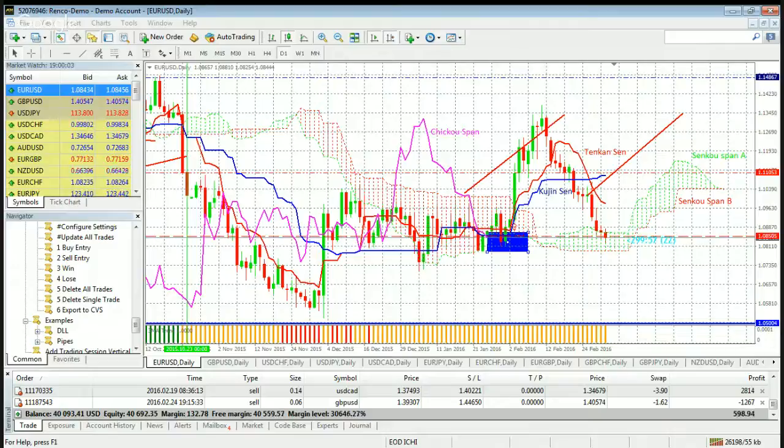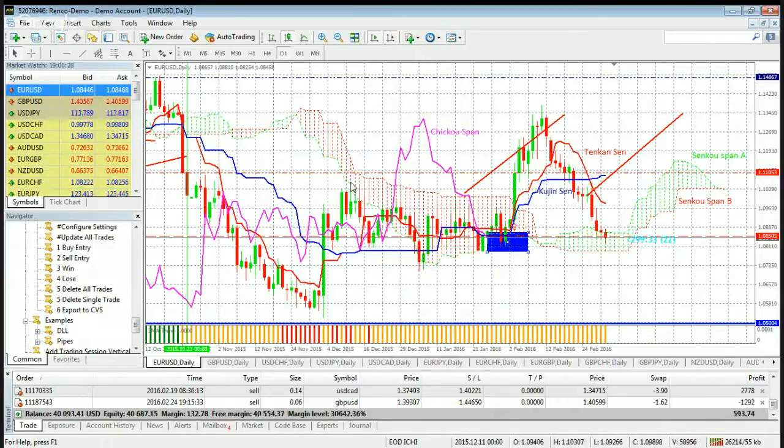Okay, now we're just going to have a quick rundown on the Ichimoku and how it works. Remember the lines that we are using with the Ichimoku. We have what we call the Senkou span A, which is the green line at the top, and then the Senkou span B, which is the red line at the bottom.